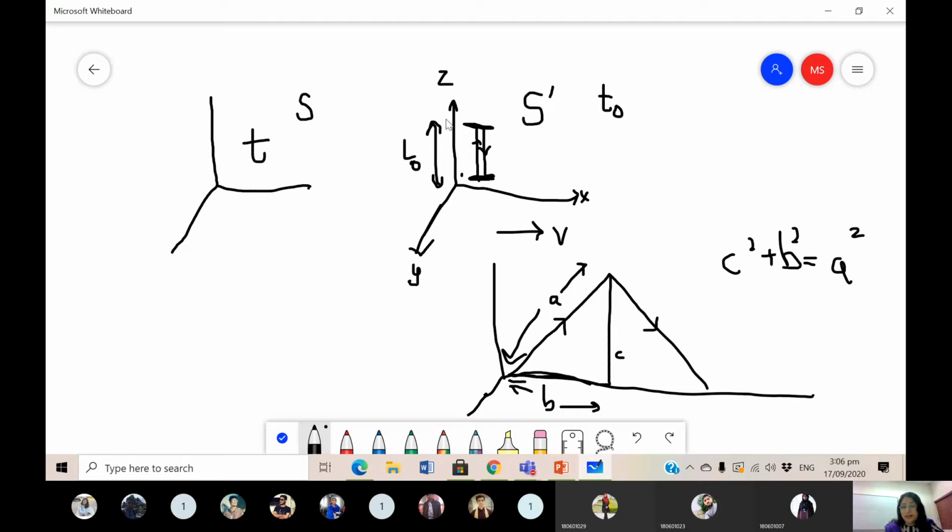Why is the vertical distance not changing? Because this frame is not moving in the vertical direction. The frame is moving in the horizontal direction. So the length is not going to be affected in this direction. So it's going to be this C is equal to L0. Does that make sense?